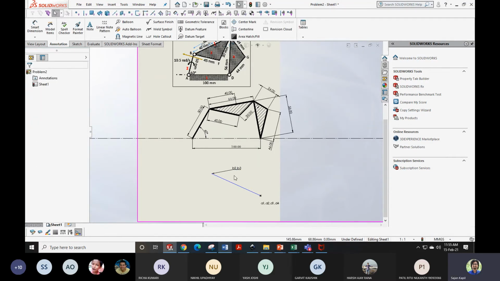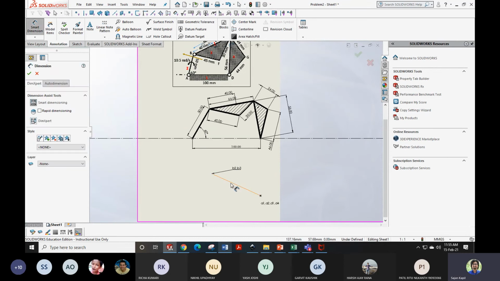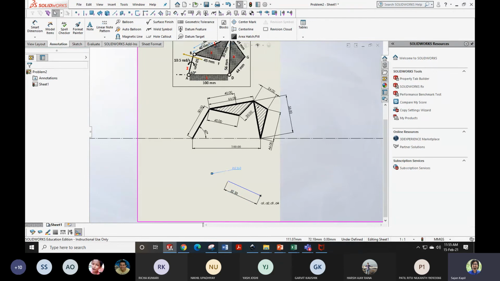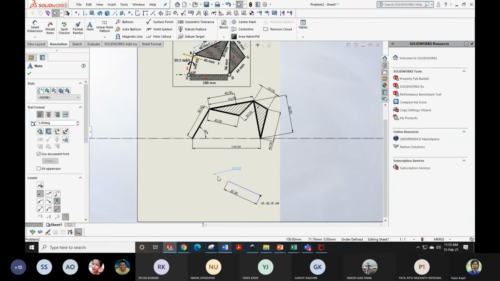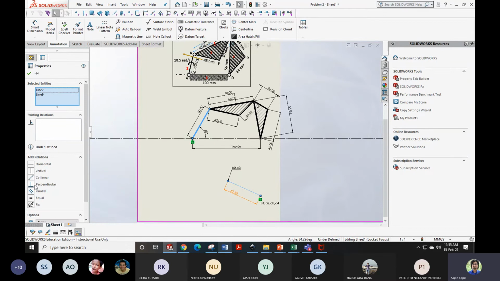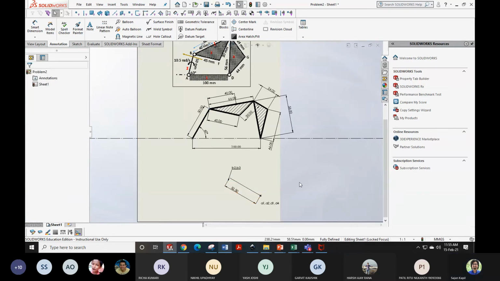We know that. Now, what is the dimension? The dimension is 52.5. Correct. And this point is this, and it is going to be perpendicular to this. So I'll just say this line is perpendicular to this. Done. I have got the velocity of points P2 and P3.